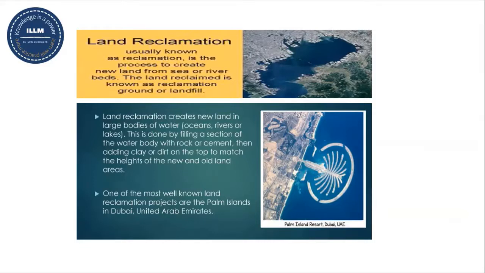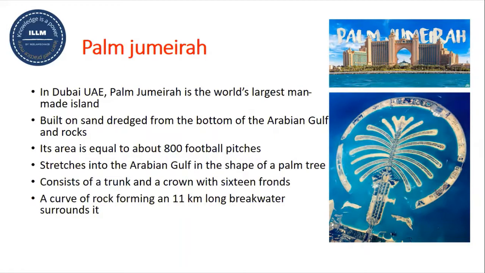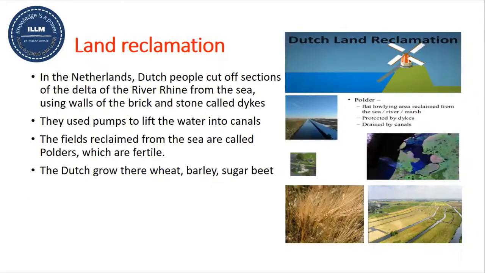A very famous example of a reclamation project is the Palm Island in Dubai. The Palm Jumeirah is the world's largest man-made island. It is built on sand dredged from the bottom of the Arabian Gulf and rocks. Its area is equal to about 800 football pitches, and it stretches into the Arabian Gulf in the shape of a palm tree, consisting of a trunk and a crown with 16 fronds, and a curve of rock forming an 11-kilometer long breakwater surrounds it.